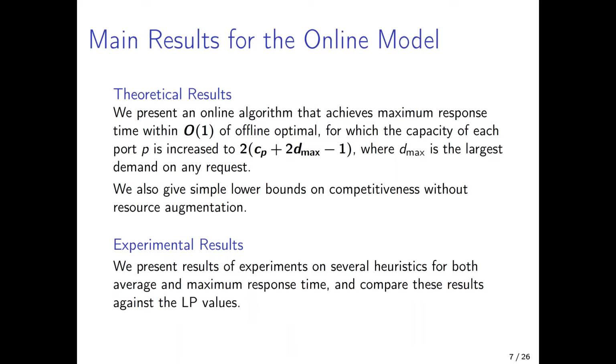Our main theoretical results in the online setting include an extension of our offline algorithm for maximum response time. The algorithm achieves maximum response time within O(1) of the offline optimal and increases the capacity of each port P to 2C_P + 2D_max − 1, where again D_max is the largest demand on any request. We also give lower bounds on the competitiveness of any online algorithm for either average or maximum response time without resource augmentation.